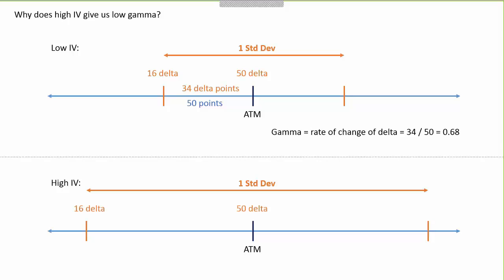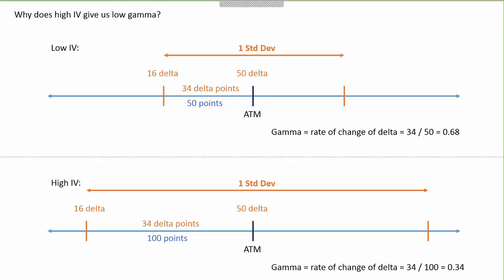So now, instead of being away at 50 points, we still have 34 points over here, right? In terms of the travel from 50 all the way to 16, it's 34. But now we're spanning across 100 SPX points, not 50, right? So what that implies, if we now look at gamma, is that the gamma in high IV here is 34 divided by 100, and that's 0.34.